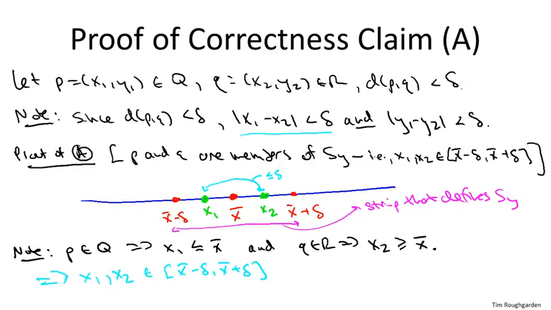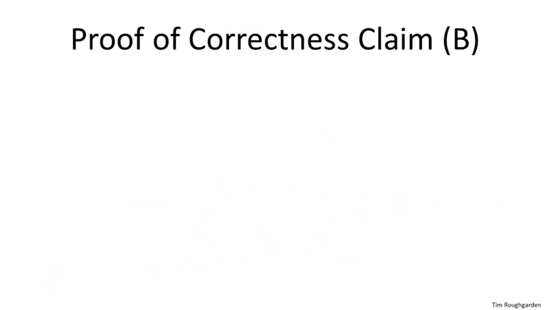If you have any split pair whose distance between them is less than delta, they both have to wind up in this vertical strip, and therefore wind up in the filtered set, the pruned set, S sub y. So that's part A of the claim. Let's now move to part B.